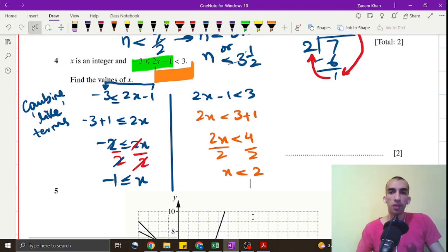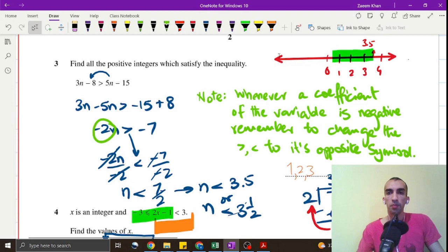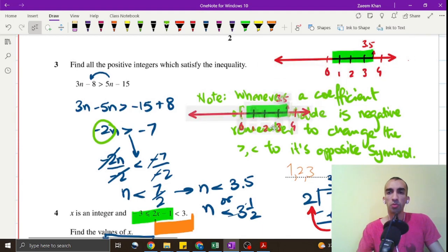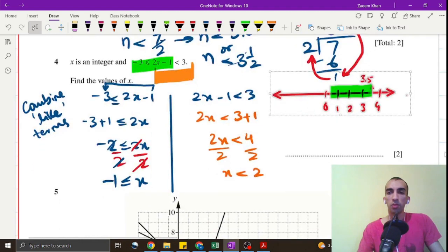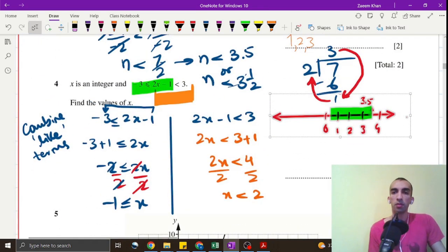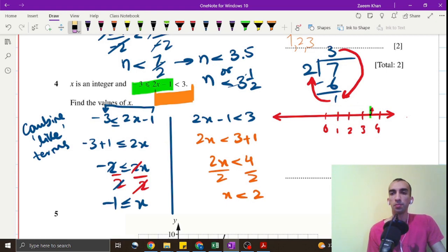Now if I were to bring that number line down here, I mean you're not supposed to draw it every single time, but just to give you an idea of the concept, take a look. They're asking us to stay above this value, which is negative 1.